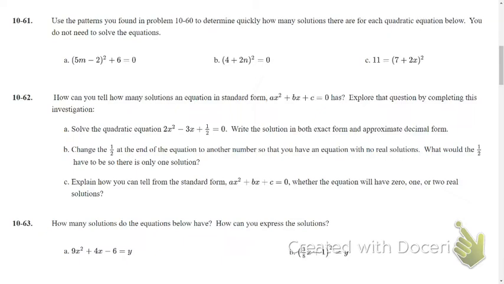If you understood that previous problem and identifying the patterns, you could probably do this in less than a minute, probably less than 30 seconds. All right, so pause the video, come right back.